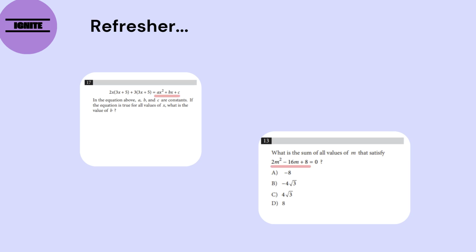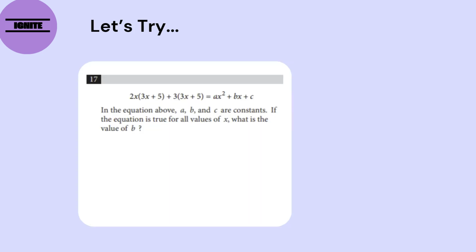Now, if we look at these, questions 17 and 13 each have these factors. 17 looks at the standard equation of the quadratic, while 13 looks at the solutions of a quadratic equation. Now, let's try solving one of these questions. Let's look at question 17.